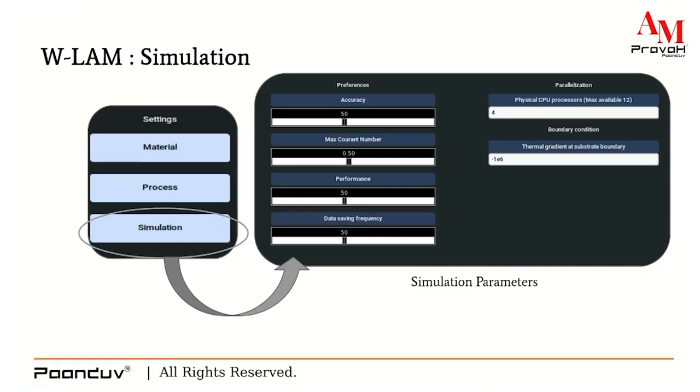And then under the parallelization sector, we have the option for physical CPU processors. That is, you can specify the number of cores. So why do we have to specify the number of cores? Because specifying the number of cores will divide the computational domain into that number of subdomains, and each subdomain will be fed into each core for parallel computation. And next, as boundary condition, we have thermal gradient at substrate boundary, which is there to realistically simulate heat diffusion at the boundary.